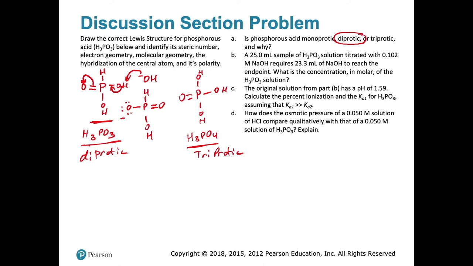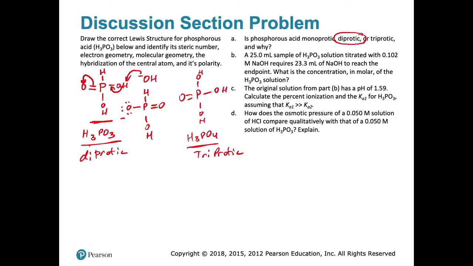But the only way to have 5 bonds after you draw a correct Lewis structure, right? After you draw the correct Lewis structure, is by having one of the protons actually attached to the phosphorus so that you can have a double bond with one of the oxygens. You don't have to do that with the phosphoric acid because you already have 3 bonds from the 3 oxygens and a double bonded oxygen right there, right?